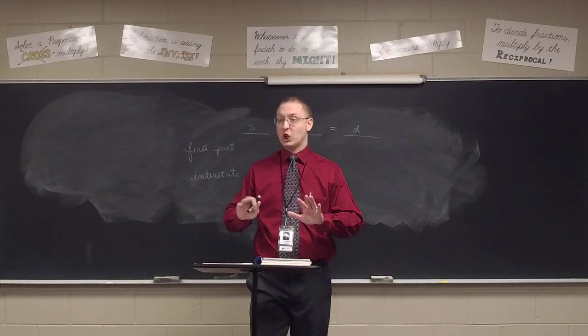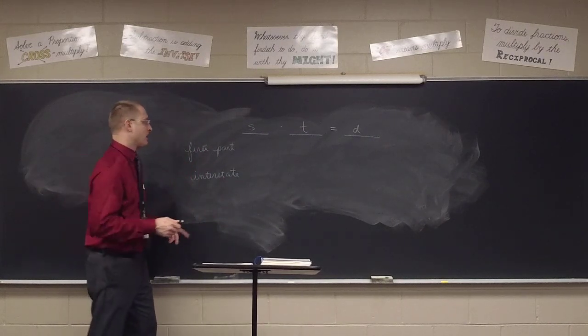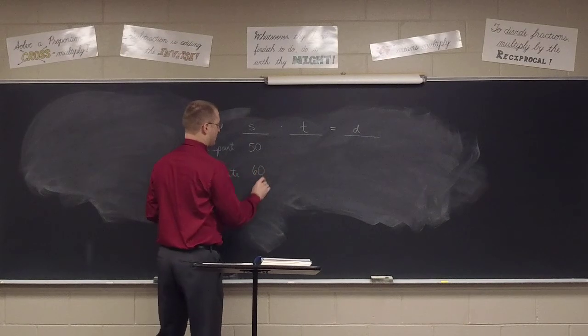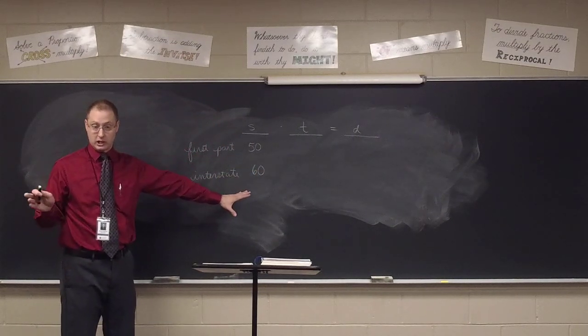And do you see how that's clearly spelled out? We don't have to wonder. It's kind of like the value of each for most of our problems. Clearly spelled out. First part of the trip was at 50 miles per hour. Interstate part of the trip was at 60 miles per hour. There's no unknowns there. It's just very clearly delineated, right?